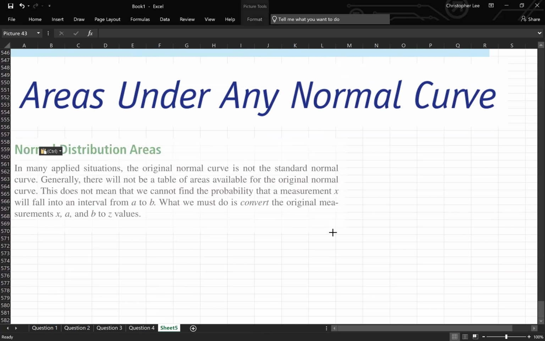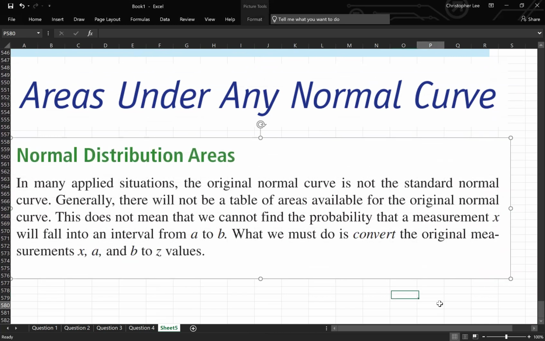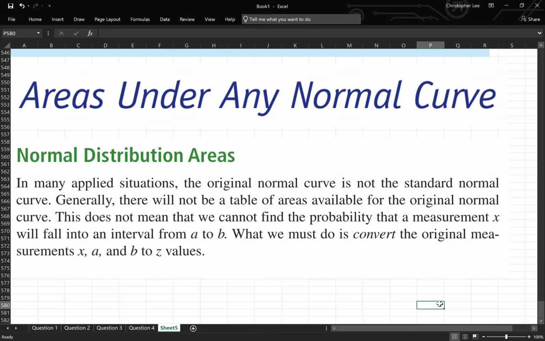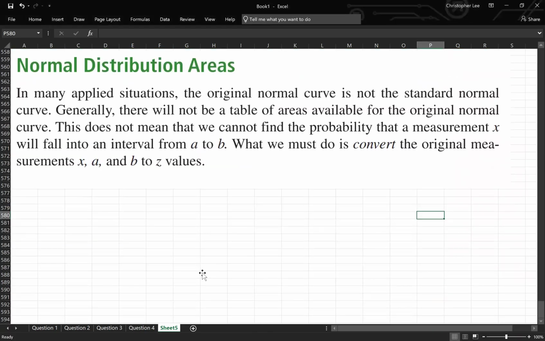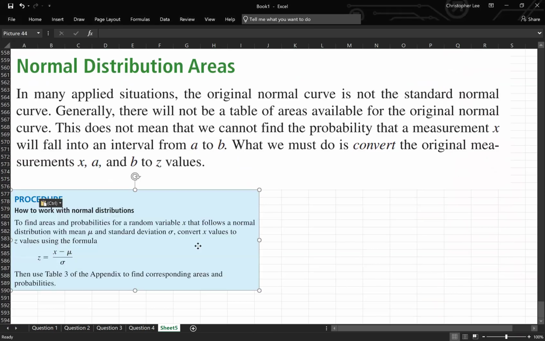So, normal distribution areas: in many applied situations, the original normal curve is not the standard normal curve. Generally, there will be a table of areas available for the standard normal curve. This does not mean that we cannot find the probabilities that a measurement X will fall into an interval from A to B. What we must do is convert the original measurements of X, A and B, to Z values. So we're going to be given a story, and we're going to convert the story using the Z table, and then we're going to get our answers after that. But I'm going to make this real simple when we get to the calculator.